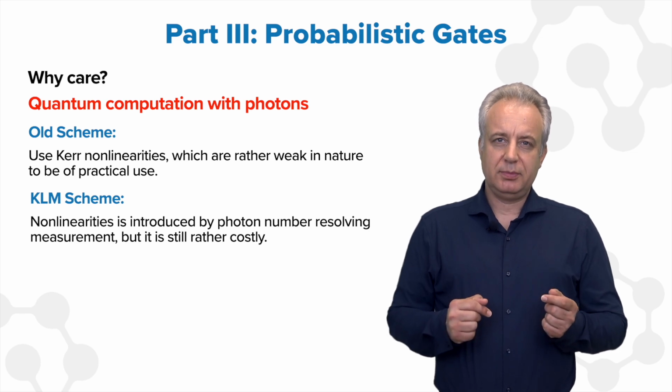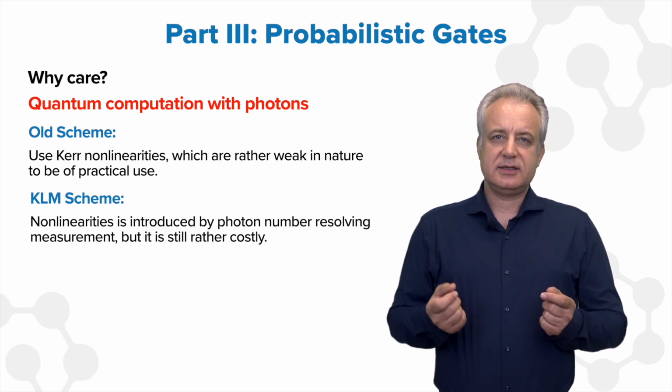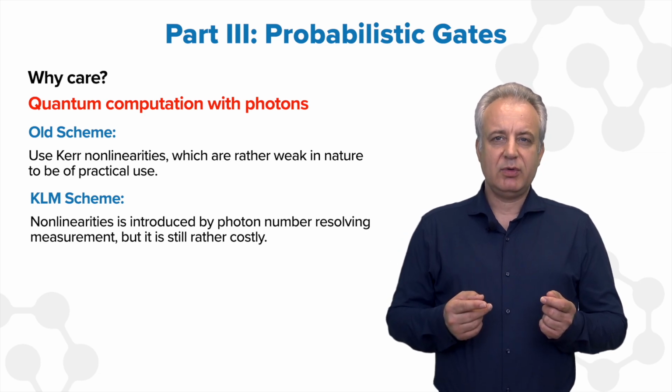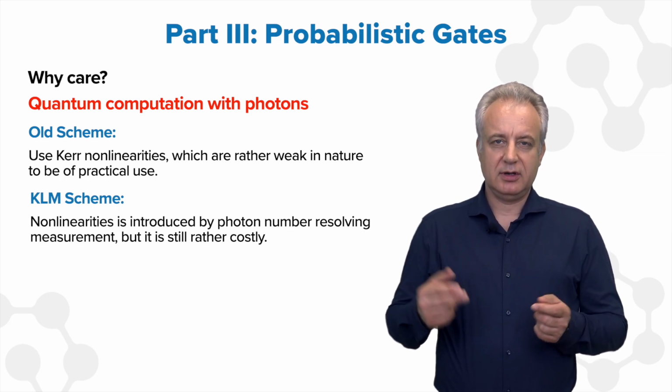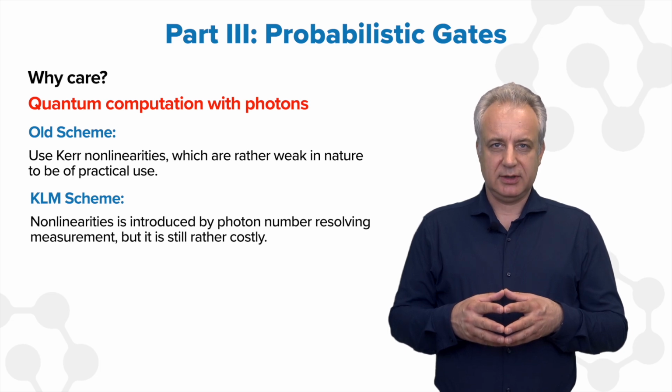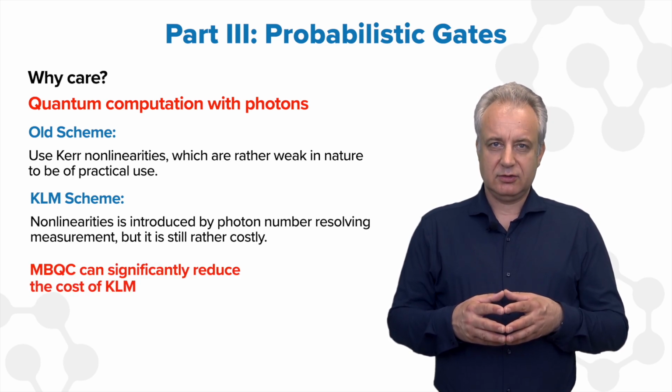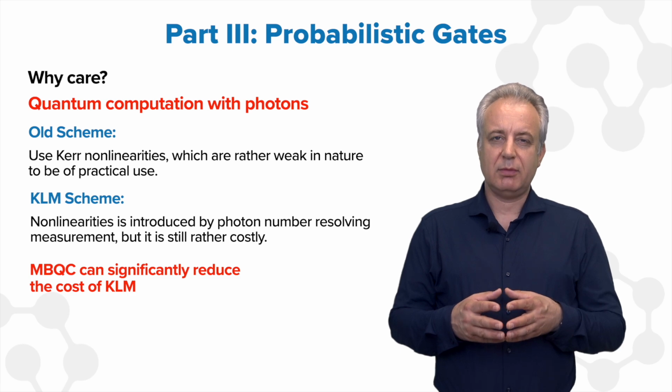KLM improved upon that. So what they did is they introduced the nonlinearities that they needed by way of measurement, by way of photon number resolving measurement. Still, that scheme is rather costly, and here's where measurement-based quantum computation comes in. So it significantly reduces the operational cost of running KLM.